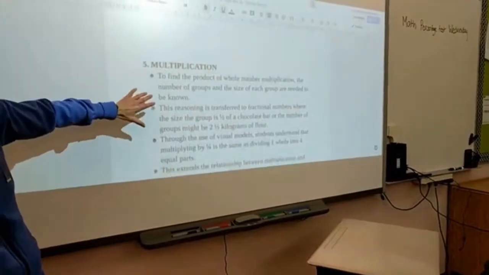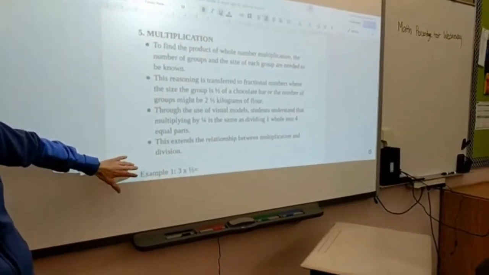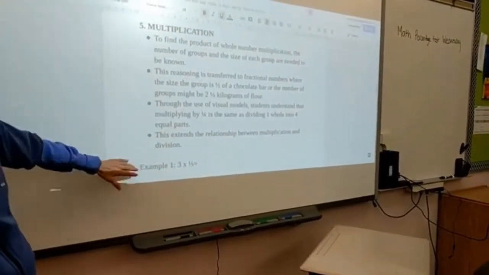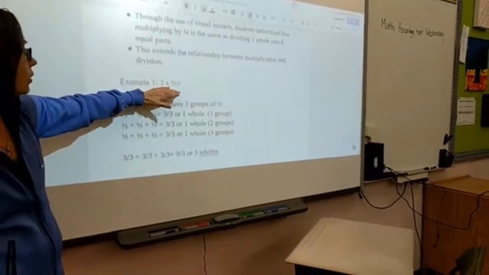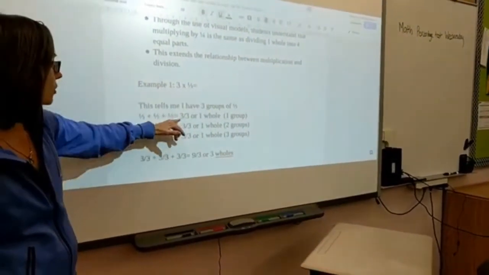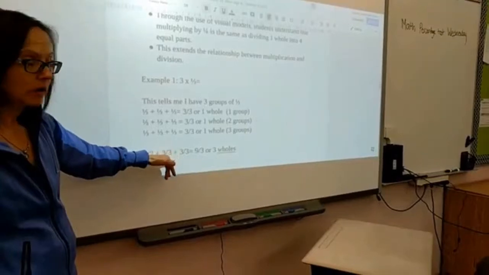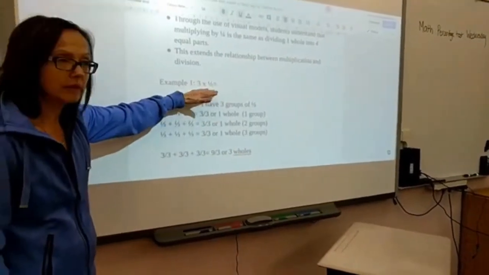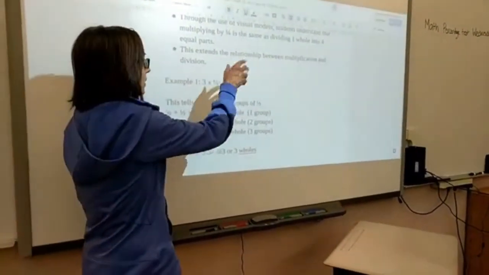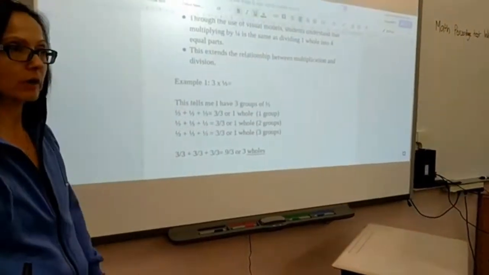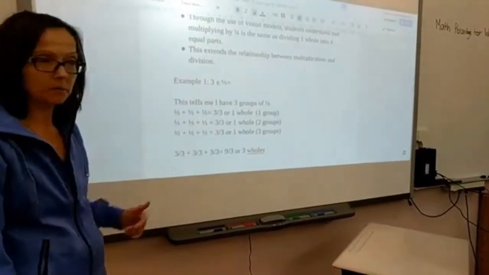Then we get into multiplication, which, well, if they can't add and subtract, they can't multiply. But do they know that 3 times 1/3 is actually 3 groups of 1/3? Do they actually know that they're doing that? Or are they learning the algorithm as I'm just going to go 3 and 3/3? But they don't really understand what that means.